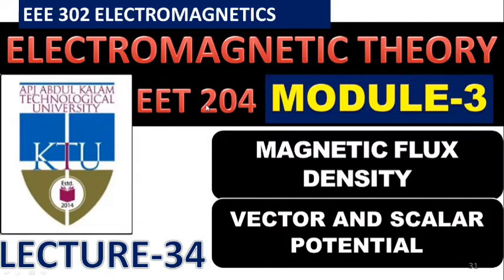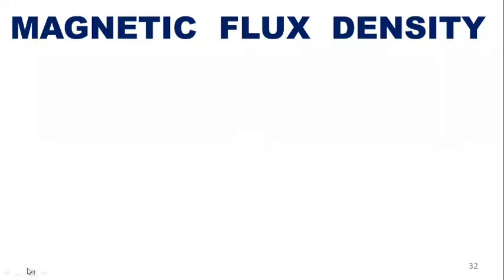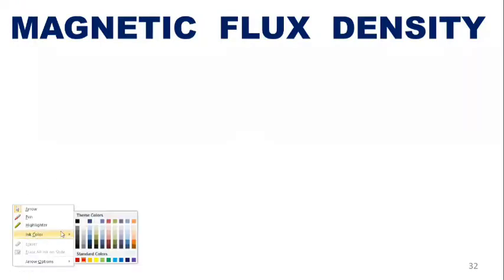So now we'll see what is the relationship between magnetic flux density and magnetic field intensity, as well as what is vector and scalar potential. These things are mentioned in your syllabus. So let's see, magnetic flux density, what does that mean?